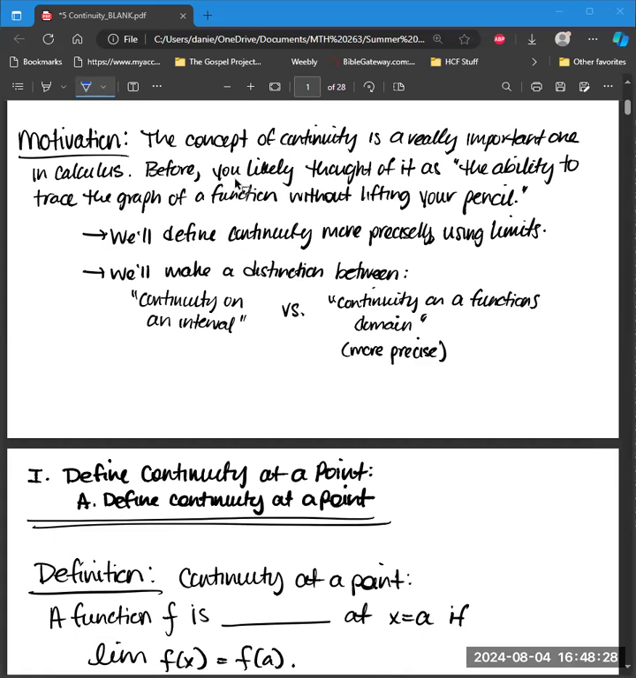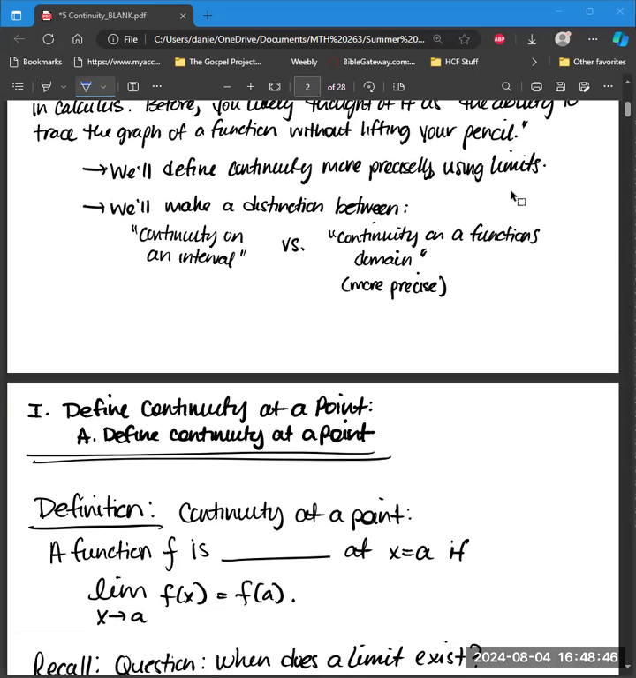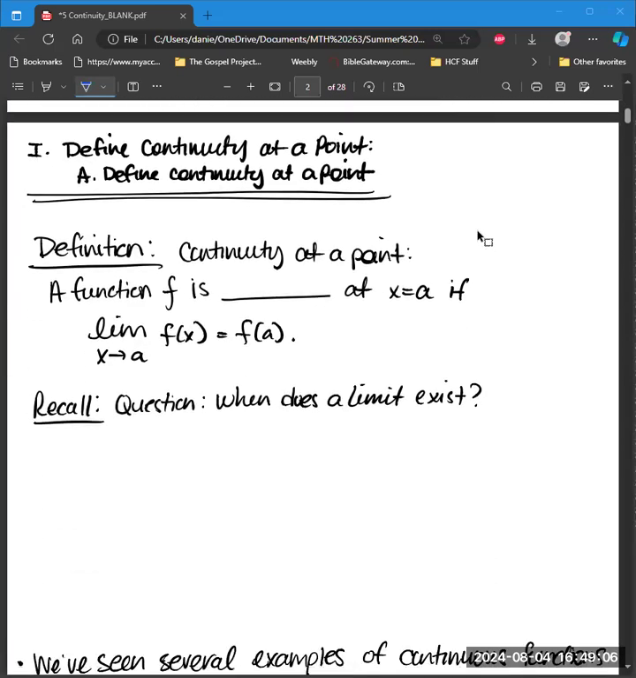So before, you likely thought of continuity as the ability to trace or draw the graph of a function without lifting your pencil up off the paper. That's kind of the layman's way of defining it, but we're going to define it more technically, more correctly, more mathematically, so more precisely. So we'll define continuity more precisely using limits, and we'll make a distinction between continuity on an interval versus continuity on a function's domain. So let's go ahead and get started here.